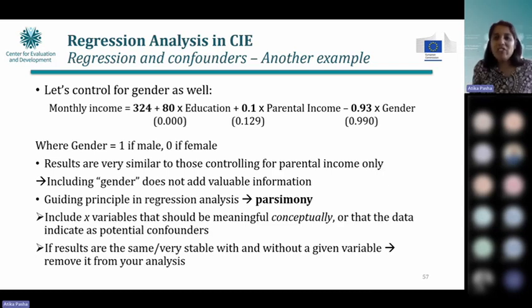Please remember, this is just a hypothetical example we're trying to show you. This is potentially not what you find in reality. So if adding a variable leaves you with very similar or stable results as before adding it, remove it from your analysis.